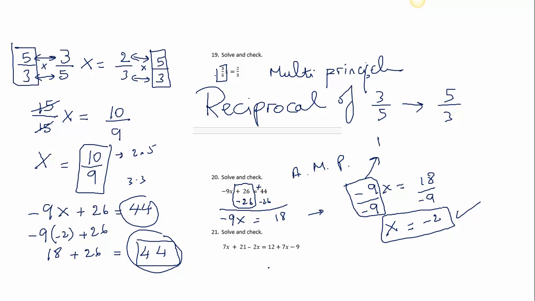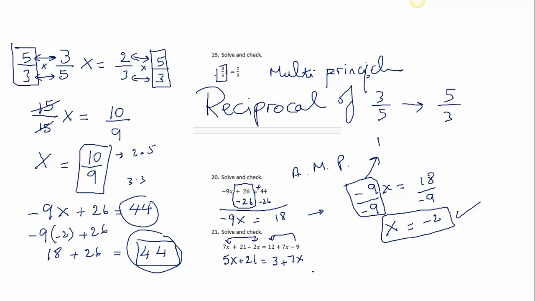Number 21, solve and check. Notice that these two are like terms. So 7x minus 2x is 5x plus 21. Here, these two are like terms. 12 plus minus 9 is 3 plus 7x.